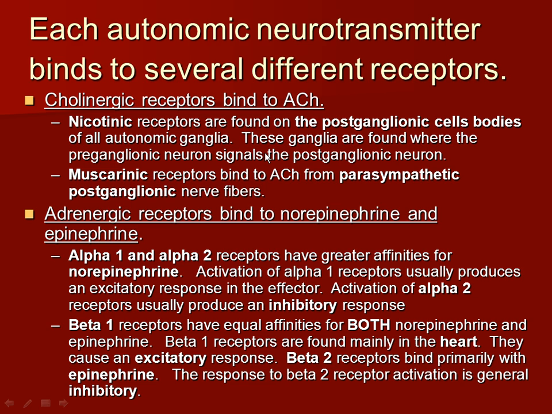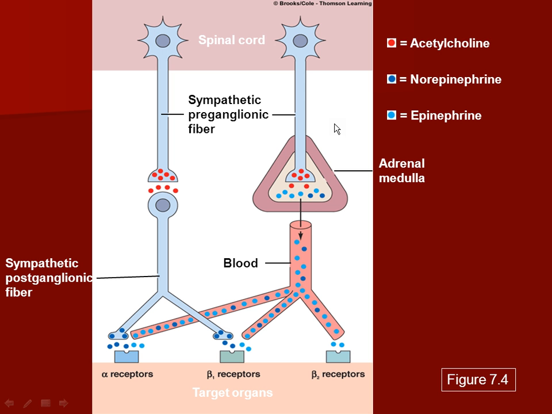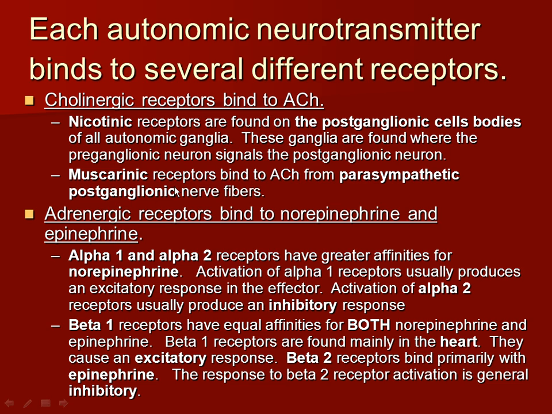Where you find the nicotinic, you find on the postganglionic cell bodies. So here's your postganglion, there's the cell body. So nicotinic is found there. Muscarinic you find on the parasympathetic postganglionic bodies.